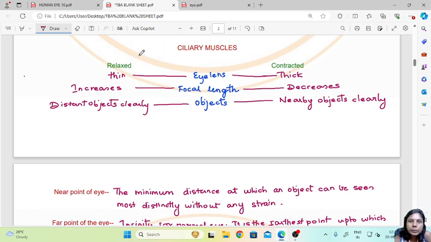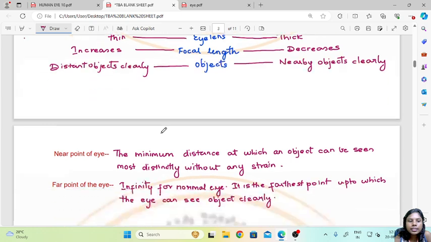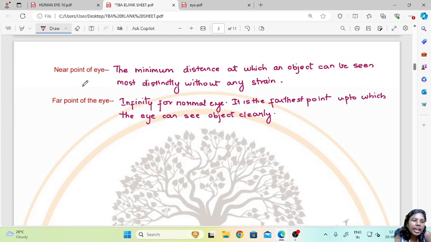With the ciliary muscle relaxed, distant objects can be seen clearly, and when it is contracted, only nearby objects can be seen clearly. Now we have something known as the near point of an eye and the far point of an eye. The near point of the eye is the minimum distance at which an object can be seen most distinctly without any strain.